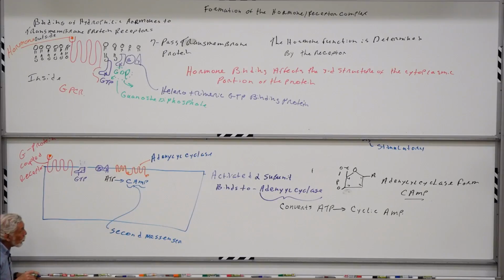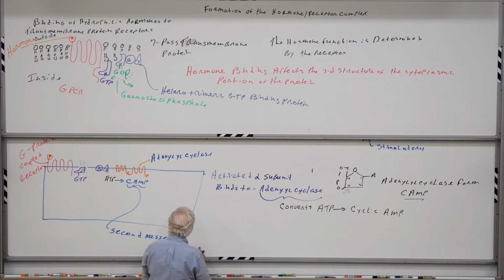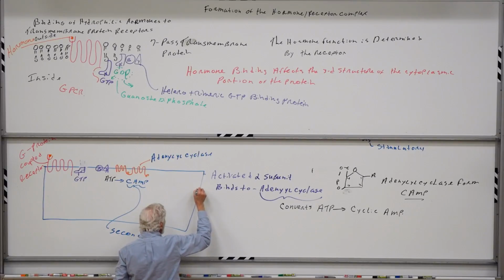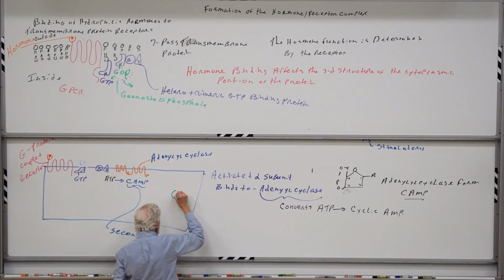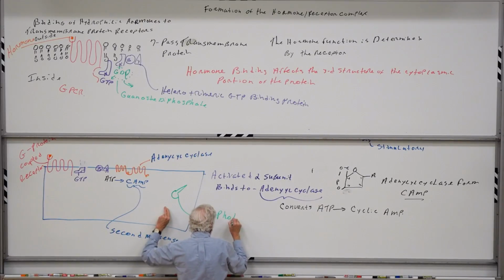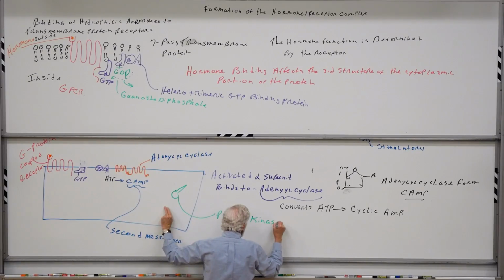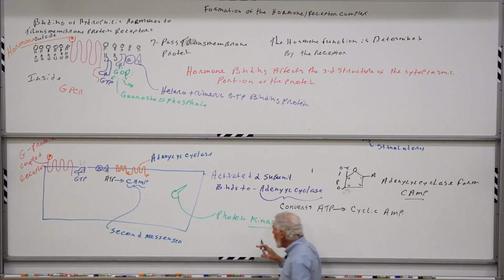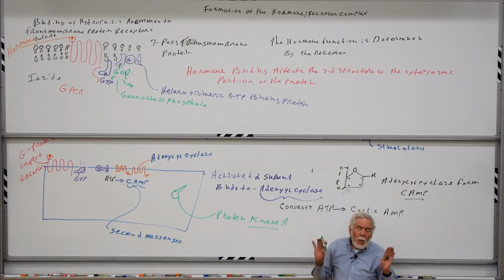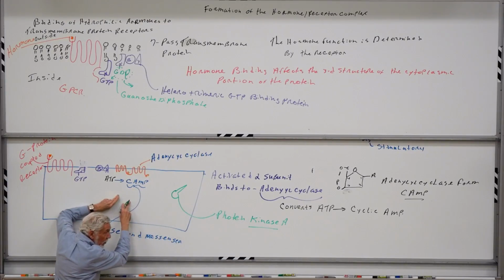because the second messenger here, the cyclic AMP, has the capacity to come out here to this green protein, which is a cytoplasmic protein called protein kinase A. Now, if we get down into the weeds of this, you're going to find there are protein kinase A's, there are protein kinase C's, there are a number of them. But this is the one that's turned on by cyclic AMP.